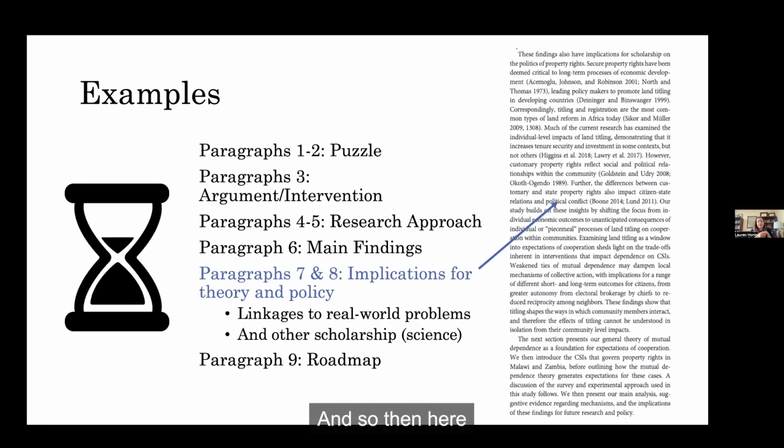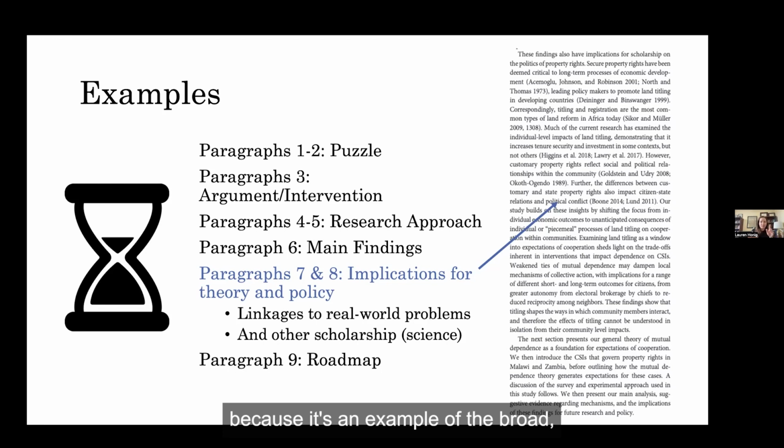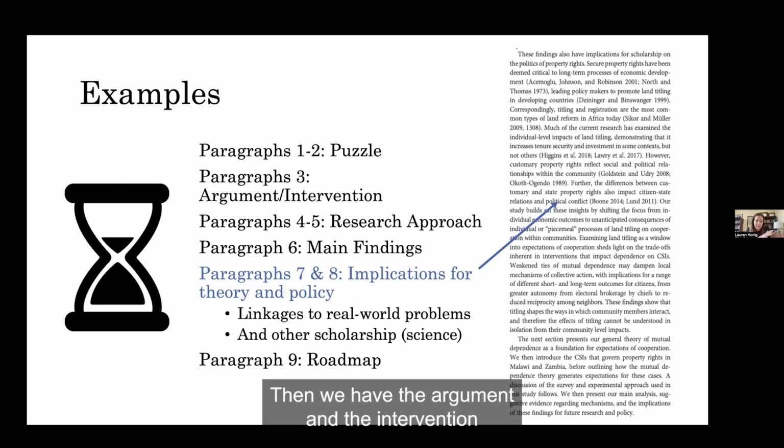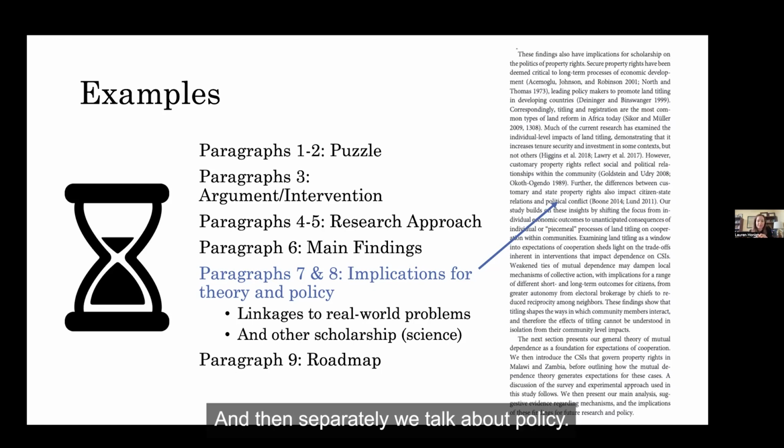And so then here, this is actually an example of reverse outlining, but I'm also sharing it because it's an example of the broad, narrow, broad, the hourglass model. So we've already talked about the basic structure here. We had the puzzle, then we have the argument and the intervention and our research approach and our main findings. So those are our narrow things. And then we go broad again. And this is the implications for theory and policy. So we actually have a paragraph that's about implications for theory, and then separately we talk about policy.